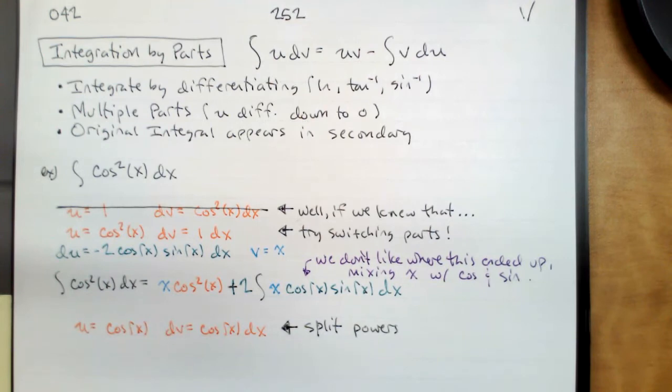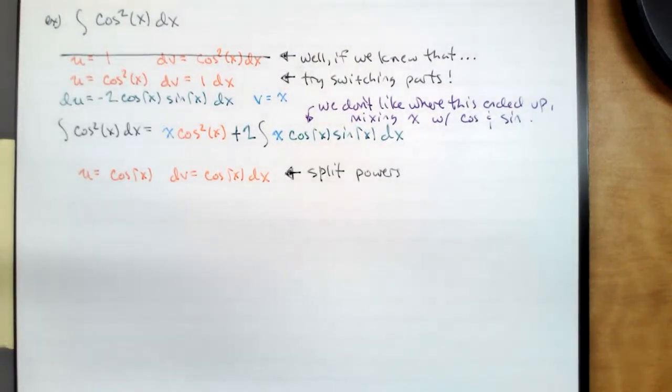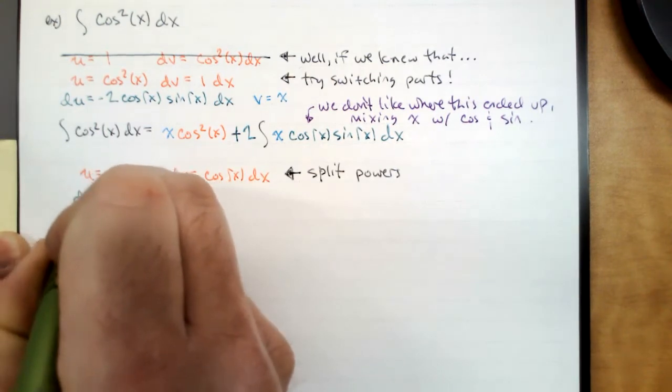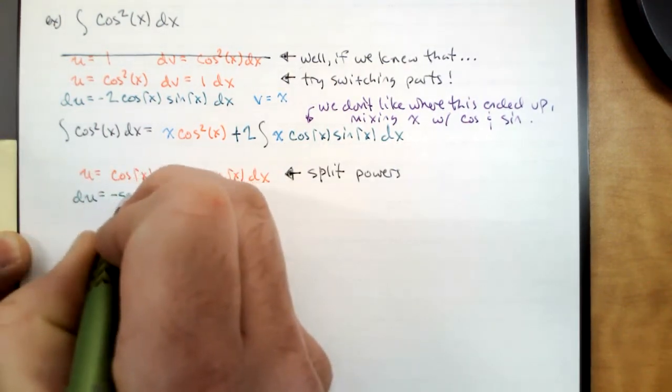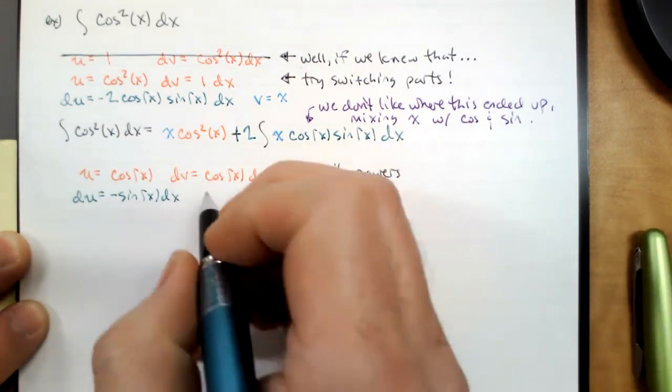One of our other strategies for integrating by parts is to split powers. So I had two factors of cosine, so I'll just keep one over in the dv and then one over in the u. So that's step one. Find your givens, or establish your givens. Step two, find the other two parts. The derivative of cosine is negative sine, and the integral of cosine is sine.